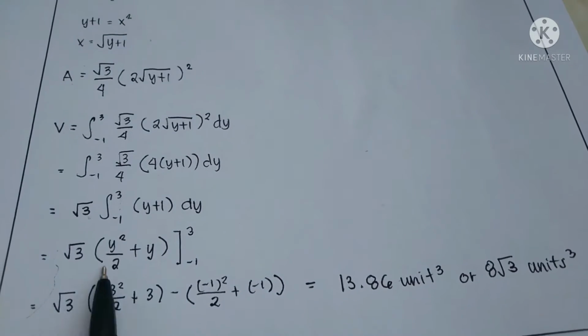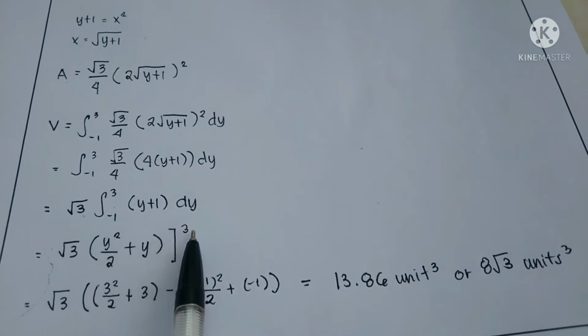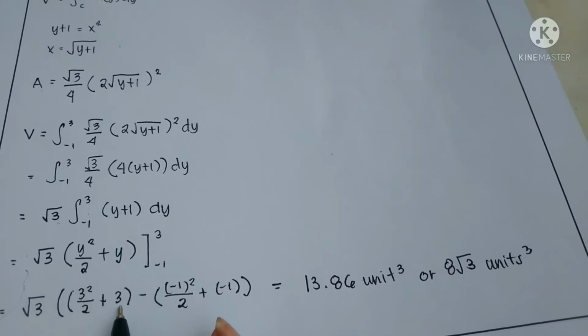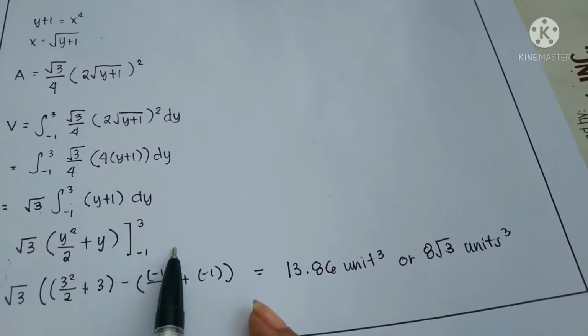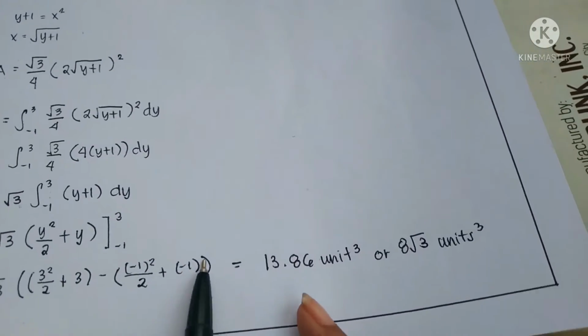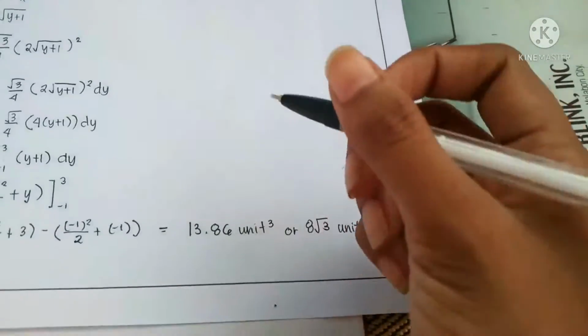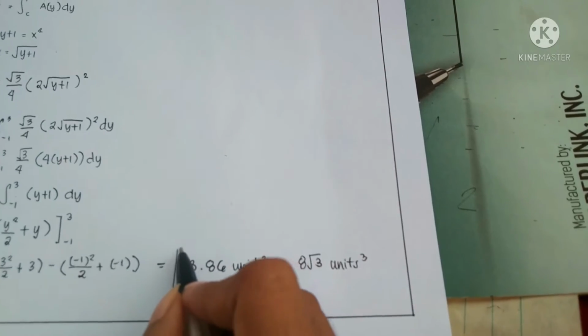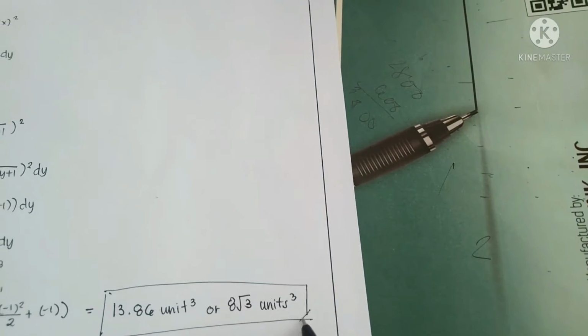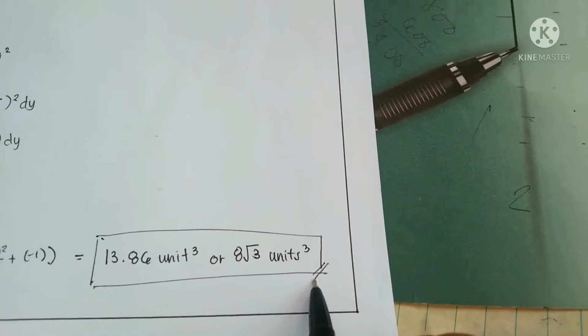So the square root of 3 times, yung 3, plug in, so 3 squared over 2 plus y, which is 3, minus yung value naman, yung negative 1 naman. So negative 1 squared over 2 plus negative 1. So it is equal to 13.86 cubic units, or 8 square root of 3 cubic units. So this is the final answer.